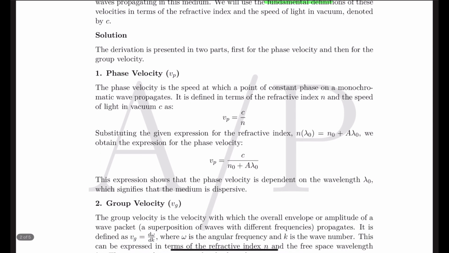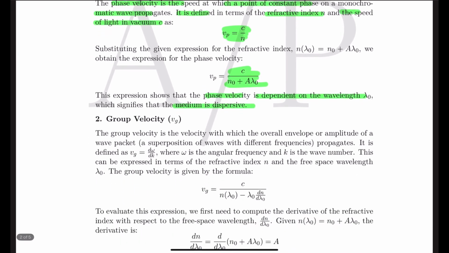We know that phase velocity is the speed at which a point of constant phase on a monochromatic wave propagates. It is defined in terms of the refractive index n and the speed of light in vacuum c as c by n, and it is nothing but the phase velocity. Now you have the value of n, and it finally becomes c divided by n naught plus a lambda naught. So this expression shows that phase velocity is dependent on the wavelength lambda naught, and it signifies that the medium is dispersive. If the wavelength is different, then the phase velocity is going to be different, and that is the characteristic of a dispersive medium.